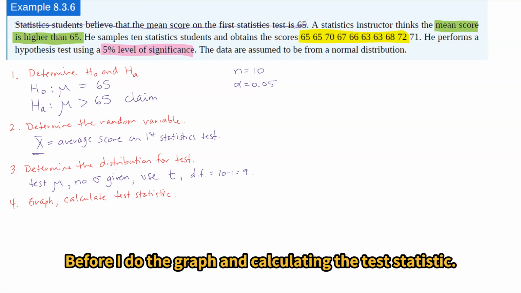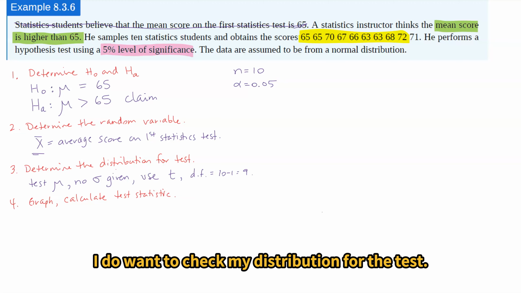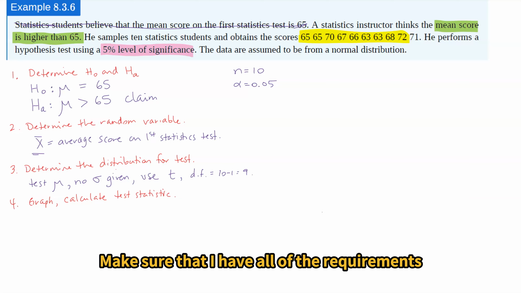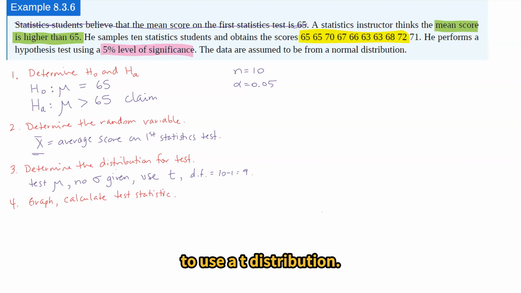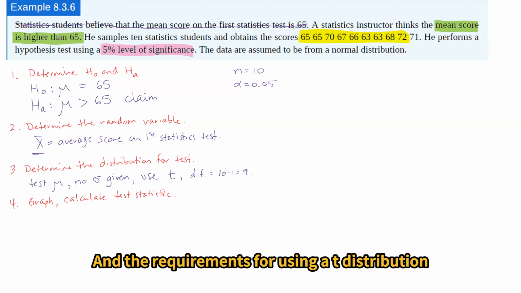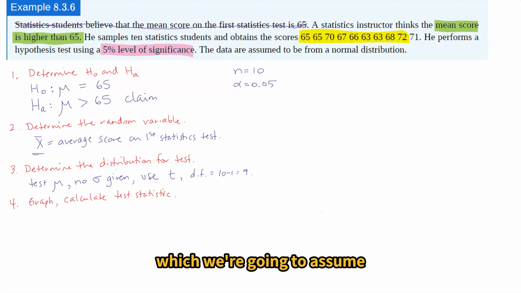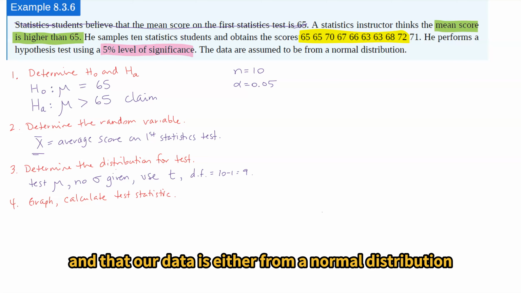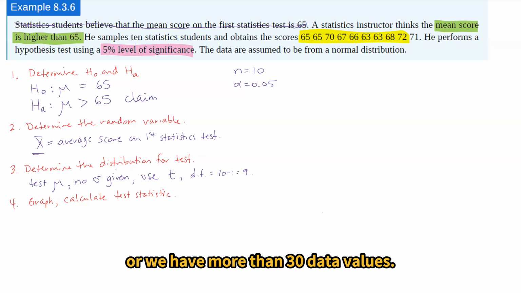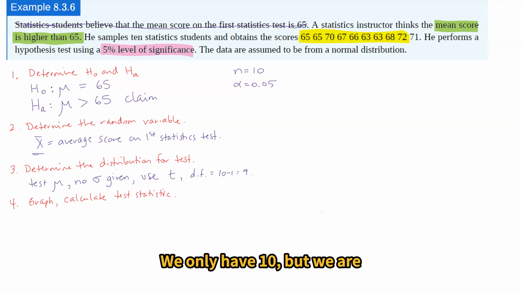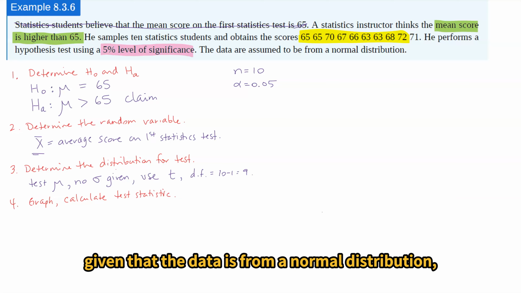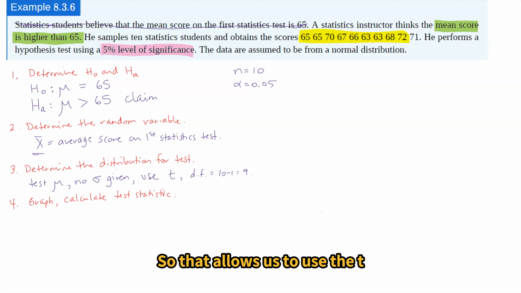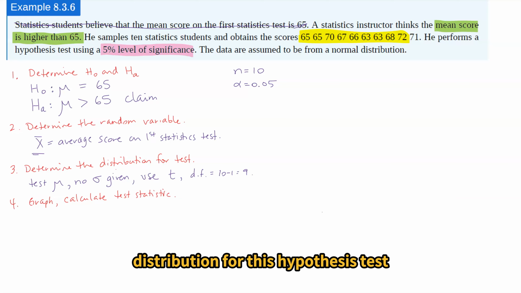Before I do the graph and calculating the test statistic, I do want to check my distribution for the test, make sure that I have all of the requirements to use a t-distribution. And the requirements for using a t-distribution is that we have a simple random sample, which we're going to assume we have in this scenario, and that our data is either from a normal distribution or we have more than 30 data values. We only have 10, but we are given that the data is from a normal distribution, so that allows us to use the t-distribution for this hypothesis test.